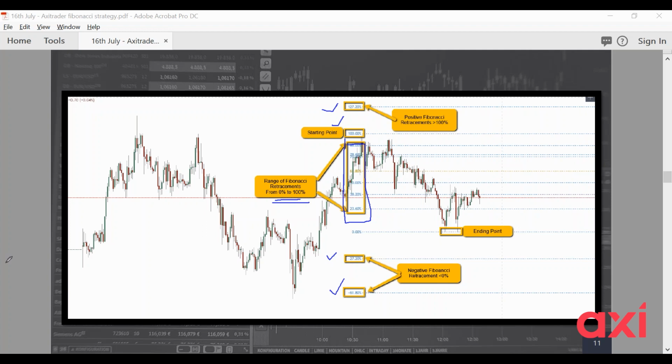Let me see if I can erase my drawings. Okay, so Rich is saying clear market structure is very subjective and a very vague concept. So I fully understand what you mean.